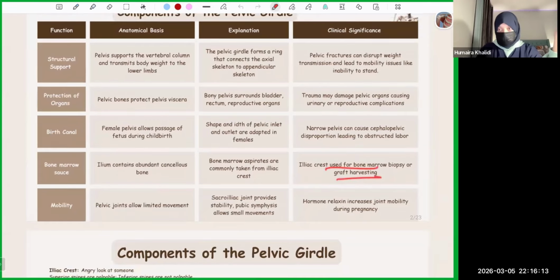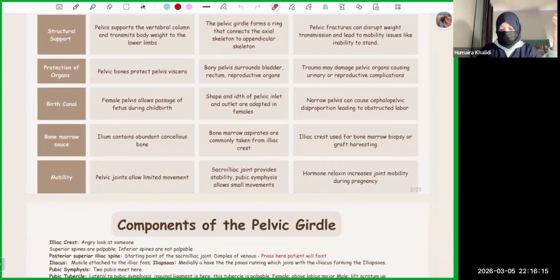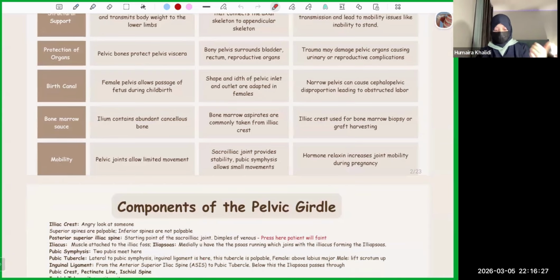Then you have mobility, and in mobility, the pelvic joint allows limited movement because of these ligaments. So your pelvic joint itself does not allow movement, but it allows the entire body to move. It's not related to the lower limb. You're going to find out more about it in a bit.